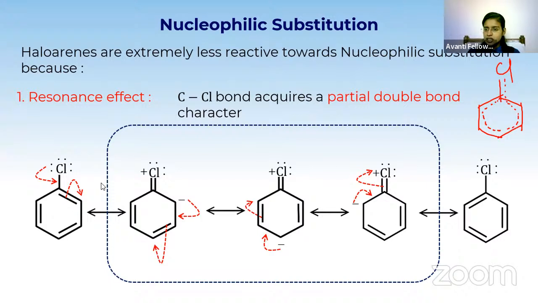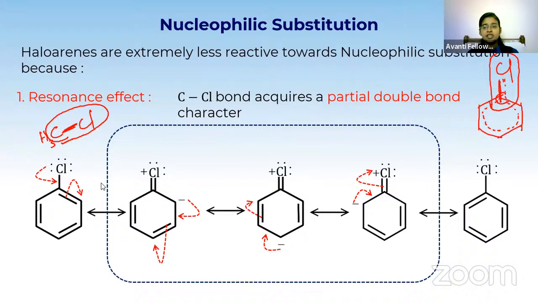So here you see, carbon and chlorine is acquiring a partial double bond character. It is not a purely double bond, it is like one single bond and one half kind of thing. So it is a partial double bond character. In a normal haloalkane, for example CH3Cl, the carbon-chlorine bond is a purely single bond. But here we are getting a partial double bond character.